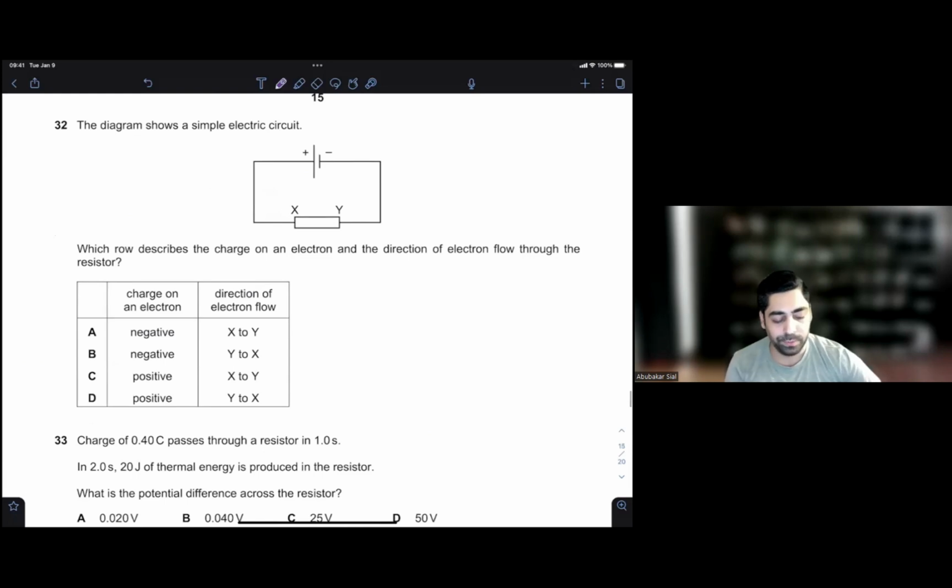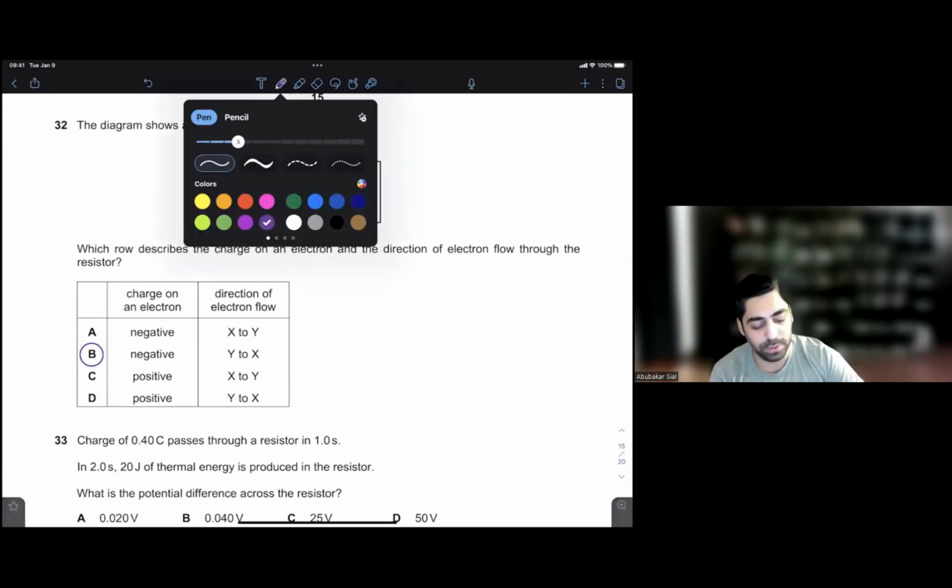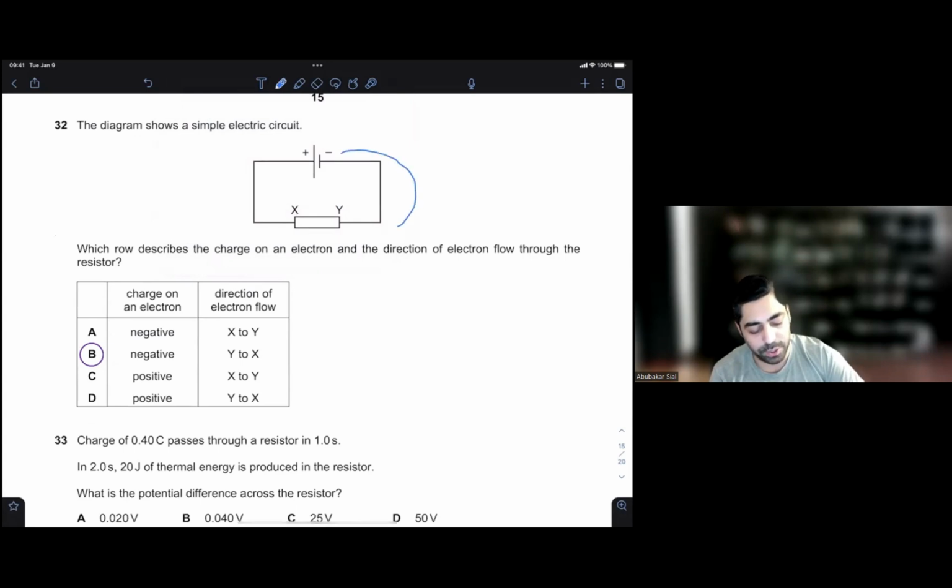So 32, this is a generic question. It says, which row describes the charge on an electron? We know it's negative. And what's the direction of electron flow? It's negative to positive. So it's Y to X. Now, again, don't do it directly. What you need to do is just draw something like that.